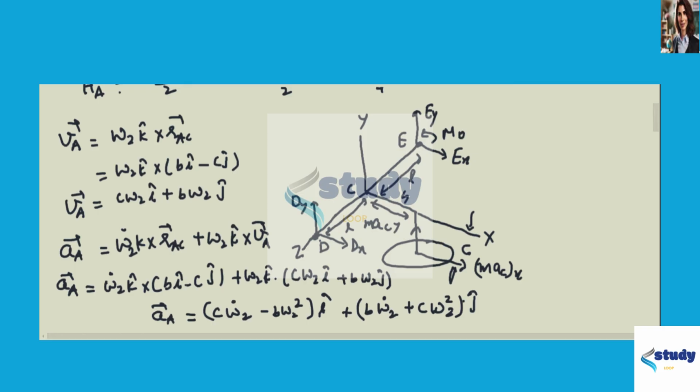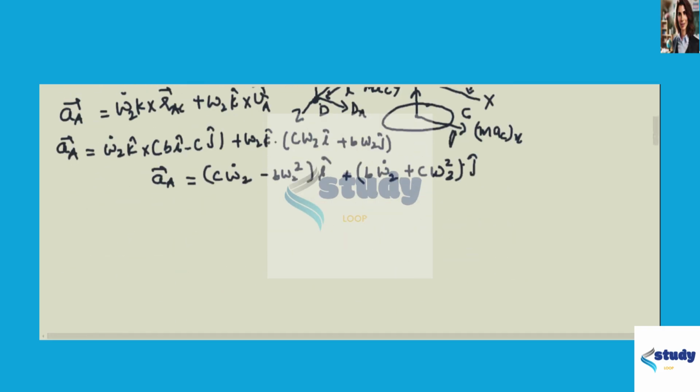Now summation of Fx is mass into acceleration. So it can be written as DX I cap plus DY j cap plus EX I cap plus EY j cap is equal to mass into acceleration of A.